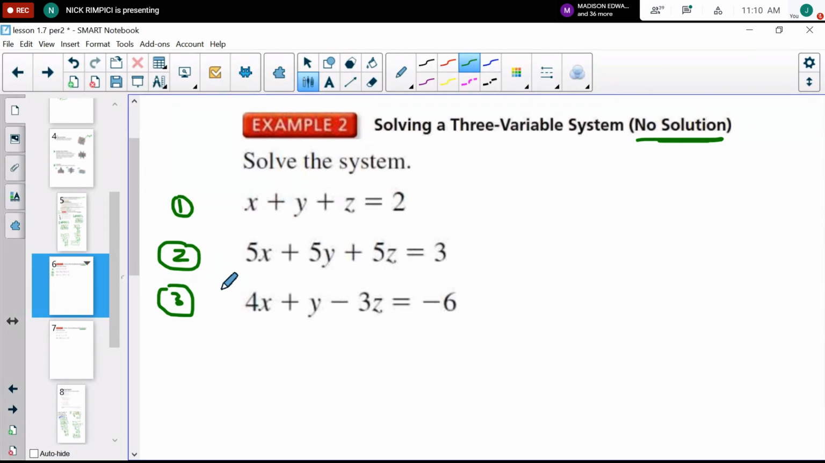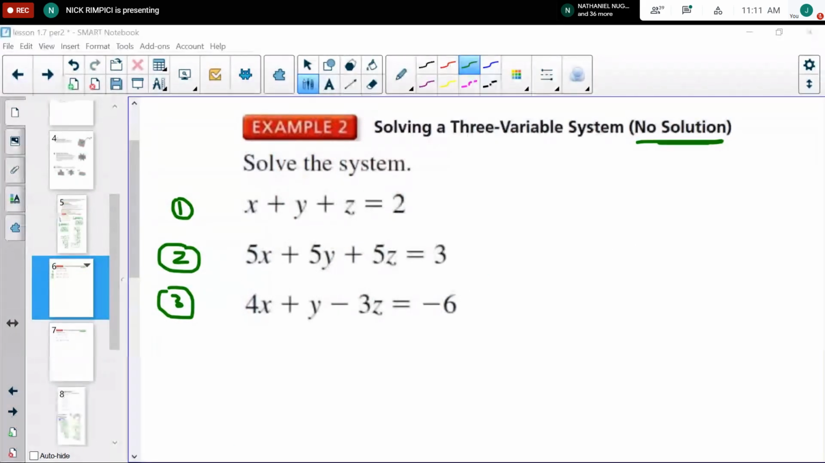I'll let somebody tell me which equations they want me to work with. It's your choice. You need to pick 2 equations though. I will grant you some equations are easier than others, but I'm going to let you have the freedom of choosing. Somebody tell me which ones they want me to start working with first, and I'll start with what you guys tell me. 2 and 3.